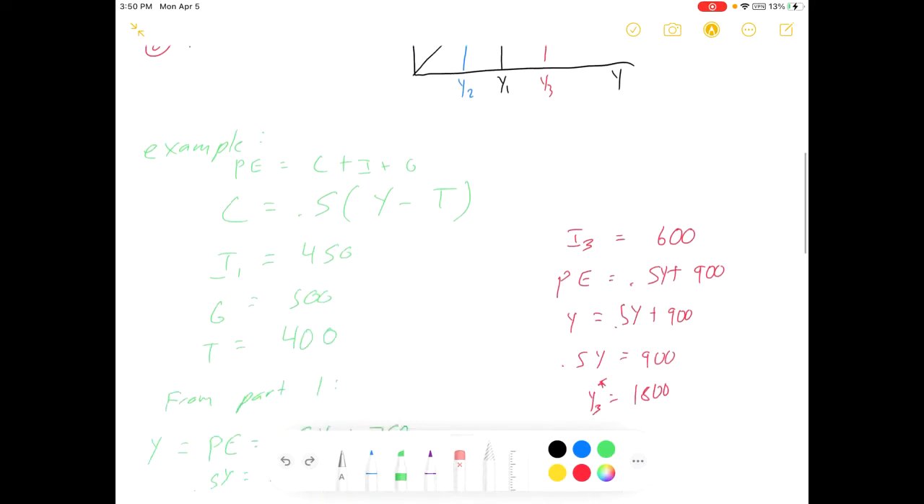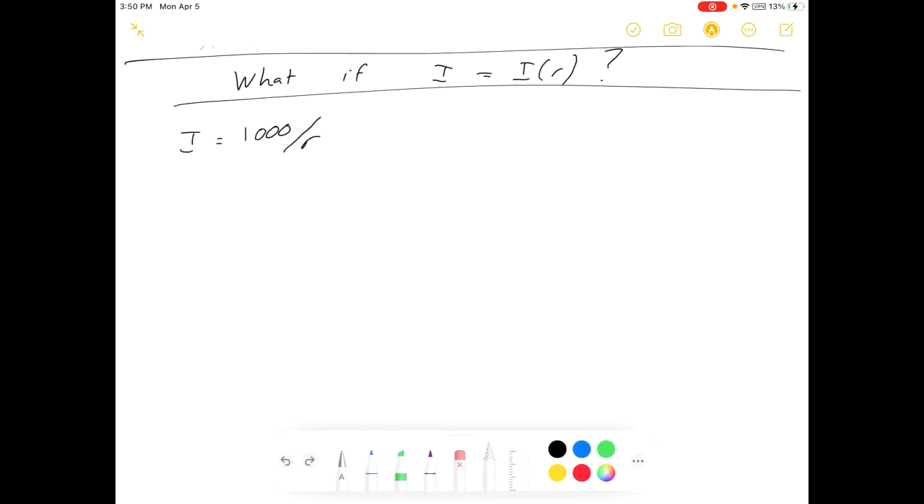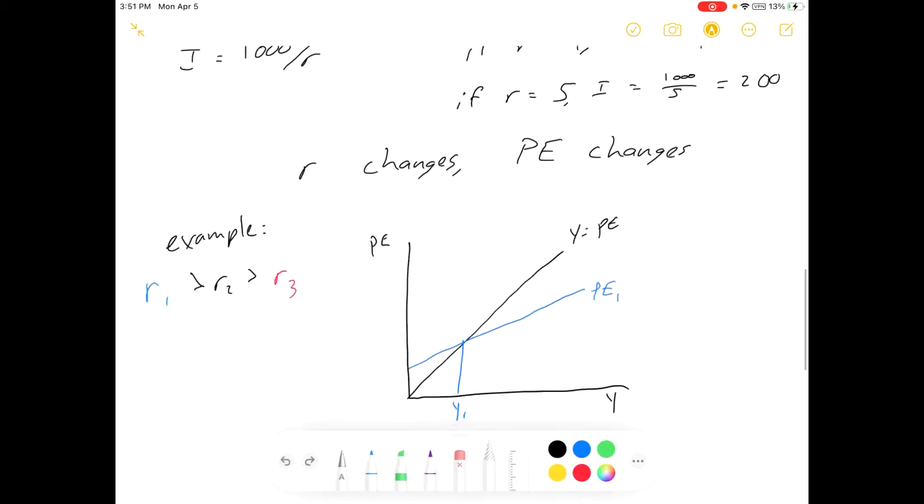So now let's allow investment to be endogenous. We're going to make it depend on the interest rate. So, planned investment is equal to 1,000 over R. Just as an example, you could do any I of R you want. Now, if R equals 4, then planned investment equals 1,000 over 4, which is 250. Then if R is 5, planned investment is equal to 1,000 over 5, which is 200. It depends on R. R changes, planned expenditure will change because planned investment is changing.